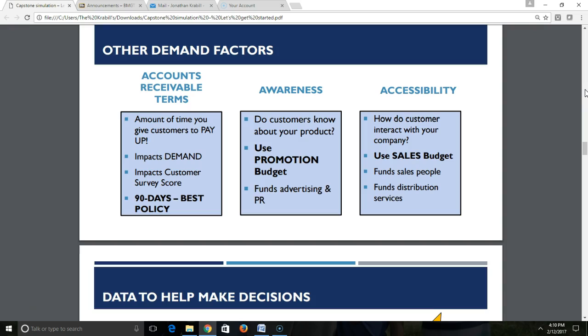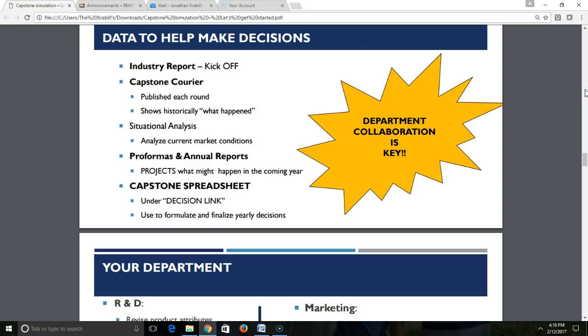From an awareness standpoint, what's the advertising that we're doing? Do our customers actually know what's out there? The marketing manager is going to have to deal with that. And then lastly, from an accessibility standpoint, how does a customer interact with our company? Is it through a sales force? Is it through distribution? We have to make that decision as well. And again, our high-performing products should probably have a sales team behind them. They shouldn't just be out there on the marketplace by themselves.